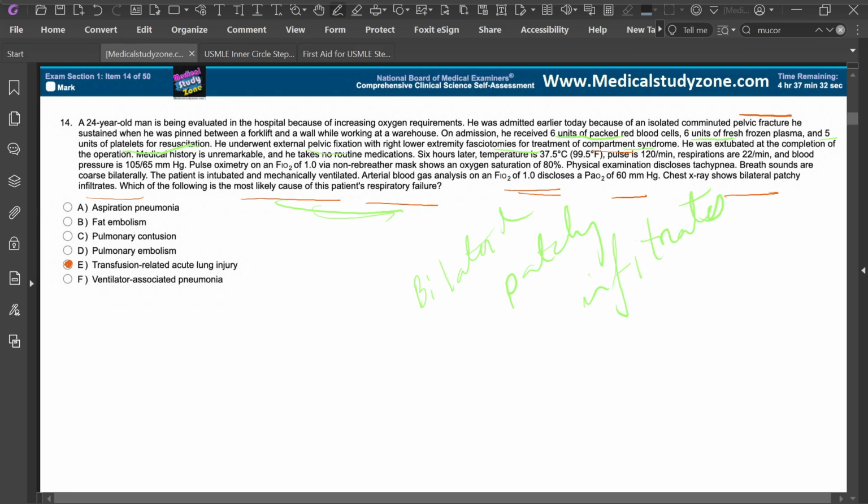Auscultation of the lungs may disclose crackles. Chest X-ray will show new bilateral infiltrate unrelated to cardiac dysfunction. The pathology is thought to be due to activation of the neutrophils in the pulmonary vasculature by antibodies in the transfused blood, which leads to release of the cytokines and inflammatory mediators.